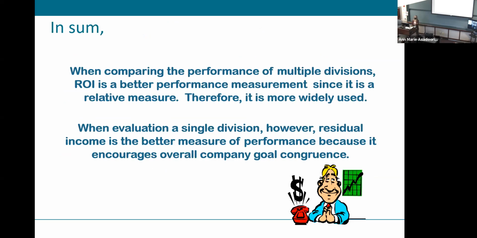Okay. So as I said, in sum, when comparing the performance of multiple divisions, ROI is a better performance measurement since it's a relative measure and therefore it is used more widely. But if you want to look at a single division and make sure that they have goal congruence, then you could use the residual income method. And that way, anything that comes in above that 15% is going to be looked at favorably. Okay. Make sense?